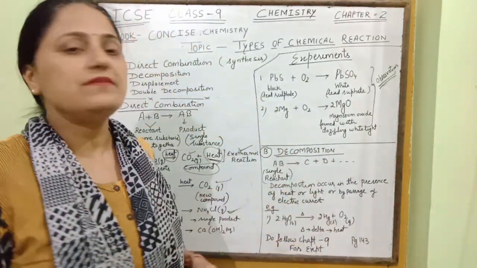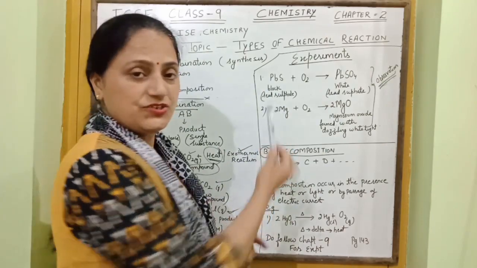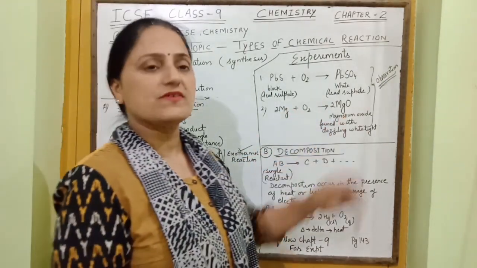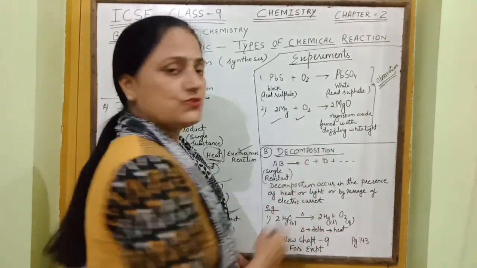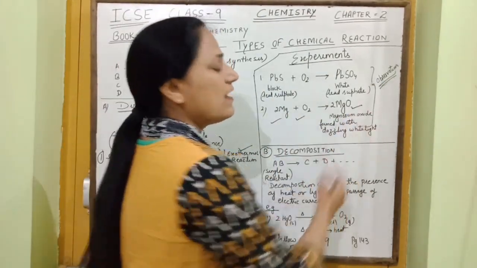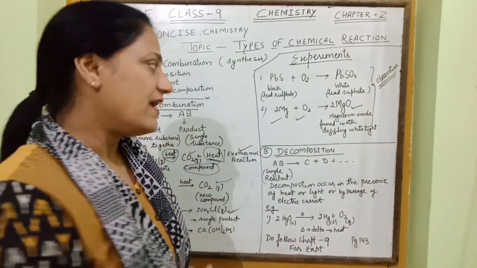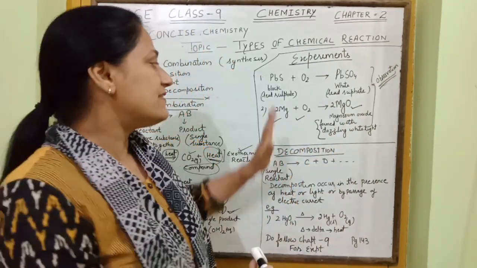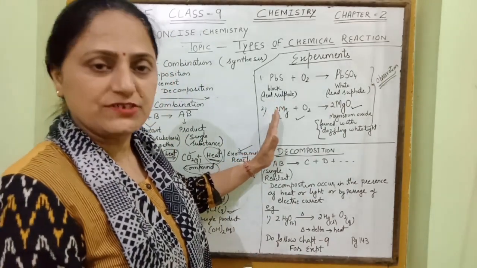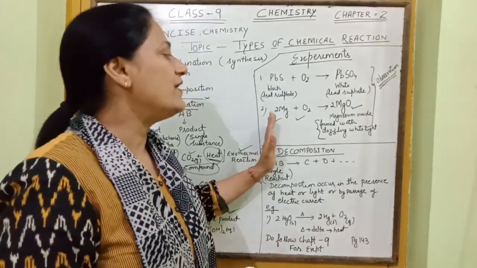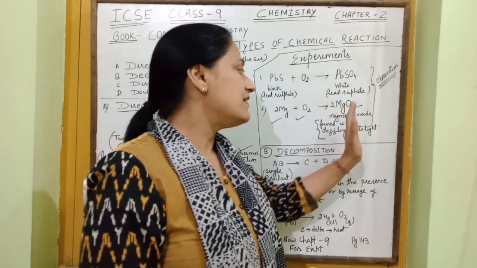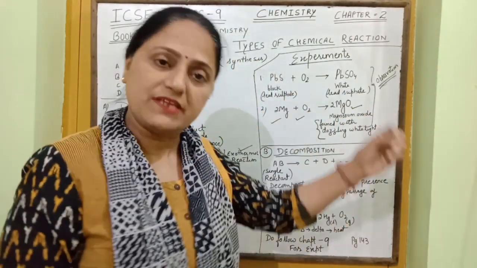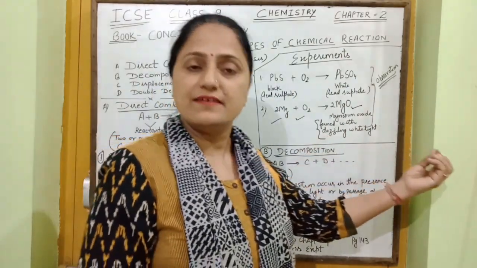See another example, here one element, magnesium. When it burns with oxygen, it gives magnesium oxide. So here two elements combining together form a compound, magnesium oxide. And here the observation is dazzling white light. It means this element magnesium, the magnesium ribbon, when it burns with oxygen, forms magnesium oxide. The compound formed is magnesium oxide, and the observation here is dazzling white light.